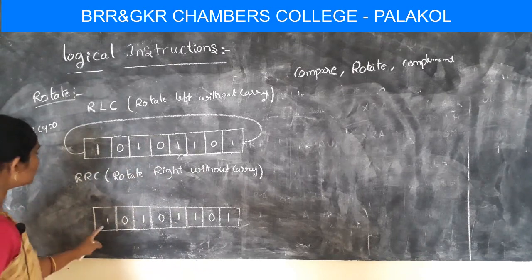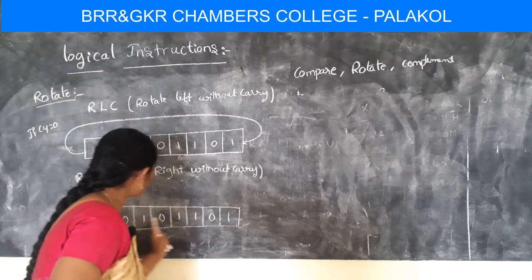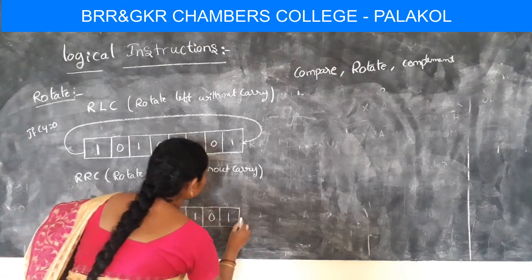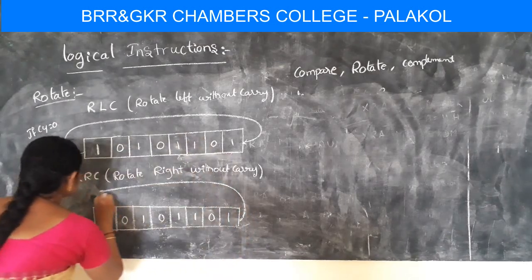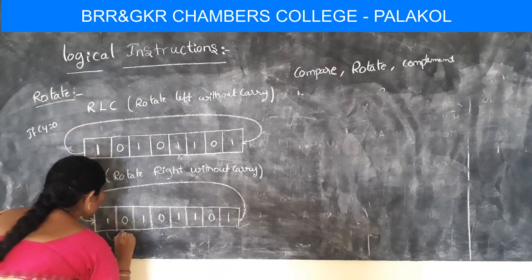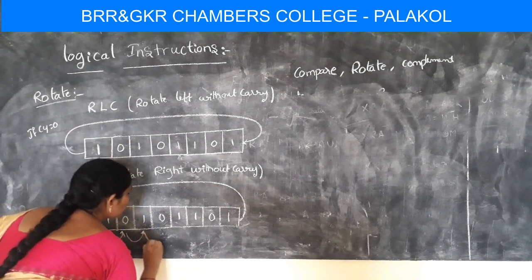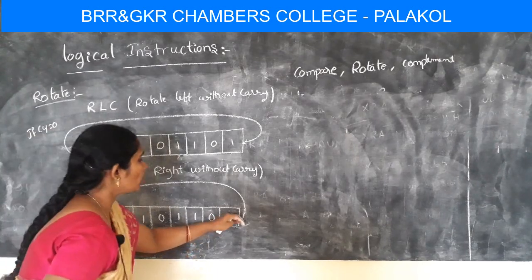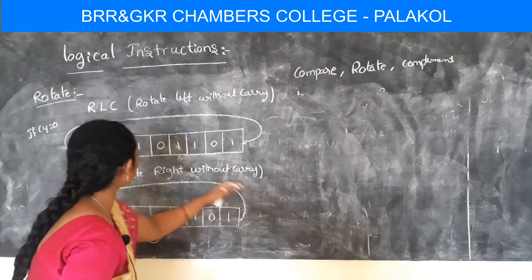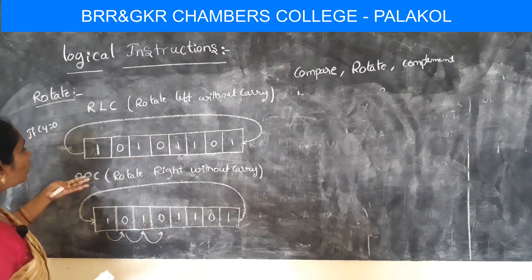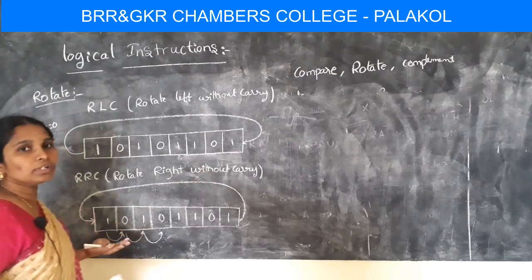Here the data is moved to this side. Whatever the last bit is, that bit comes to this side. That means the data is moved from here to here and here to here. The data is moving this way, and whatever the last bit is, that bit will come to this side. That is the rotate right without carry.